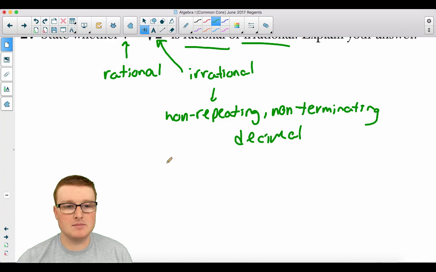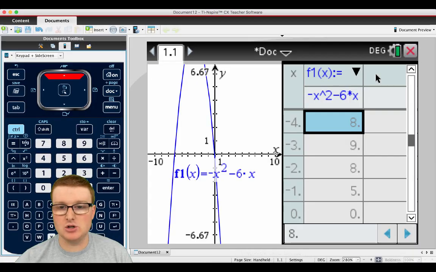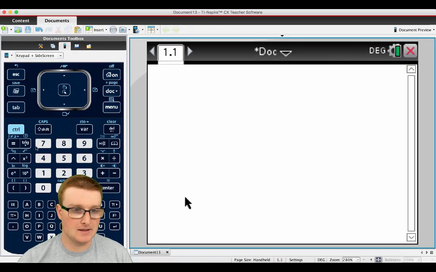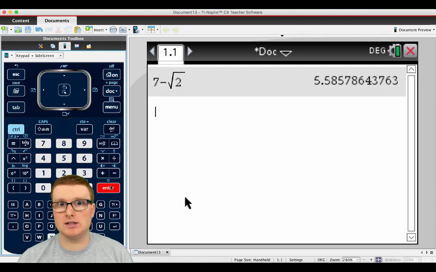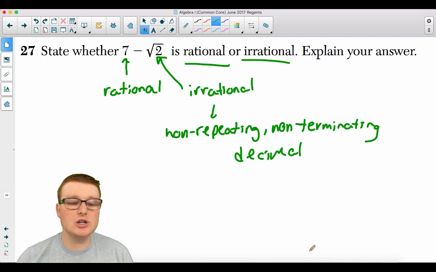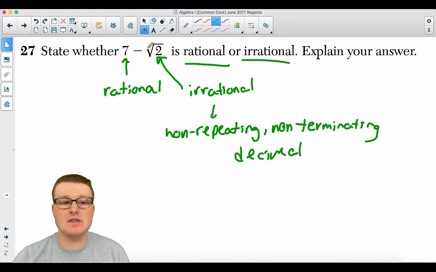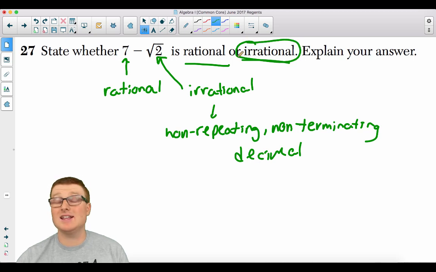So, let me just show you what 7 minus radical 2 is in the calculator. 7 minus the square root of 2. Notice how that number is really disgusting. So you should know that if you're doing this, 7 minus radical 2, you're going to get an irrational answer.